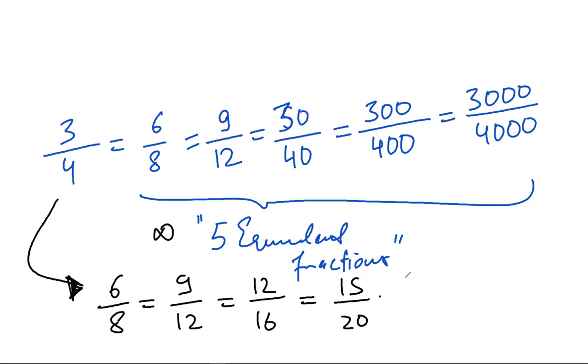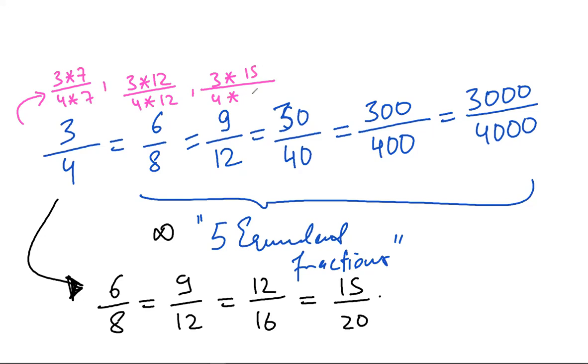Satya, have you understood the logic? Is this correct? Yeah, okay. Please try to understand. I can have another set of numbers like, let us say, I multiply the numerator and denominator by 7. Then I can multiply the numerator and denominator by 12. I can multiply the numerator and denominator by 15.